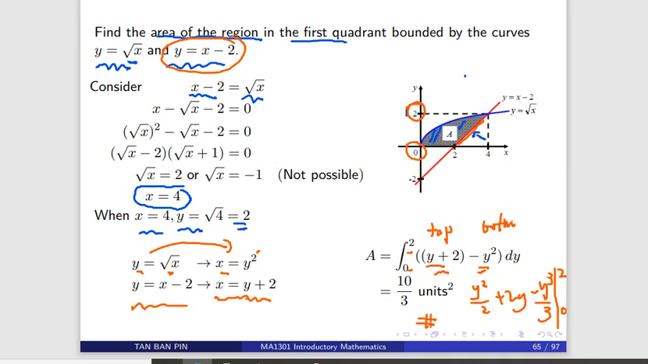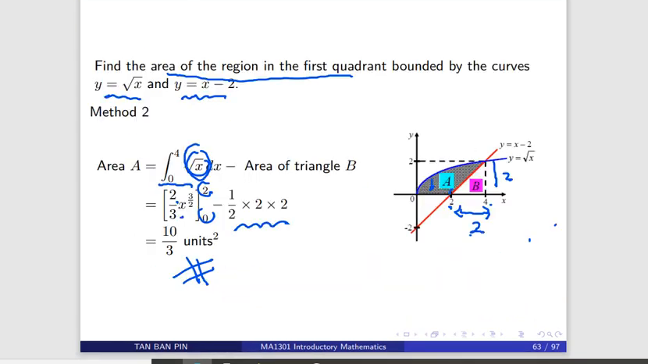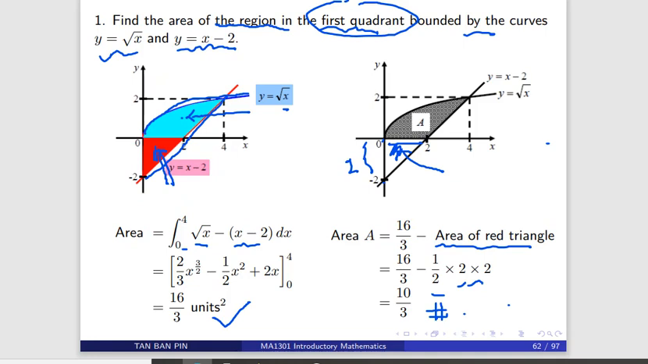So you still get the same answer as what you did previously. But previously, what you did was you considered it about the x-axis. So you do dx, right? And then you'll find that you have to find the area under the curve from 0 to 4 of square root x minus the area of triangle B using method 2. Then using method 1, you find the area bounded by the square root x graph and the red line y equals x minus 2, and then the answer is too big, so you subtract the area of the red triangle. So you have to consider a region, then minus the area of a triangle in method 1 and in method 2 as well.